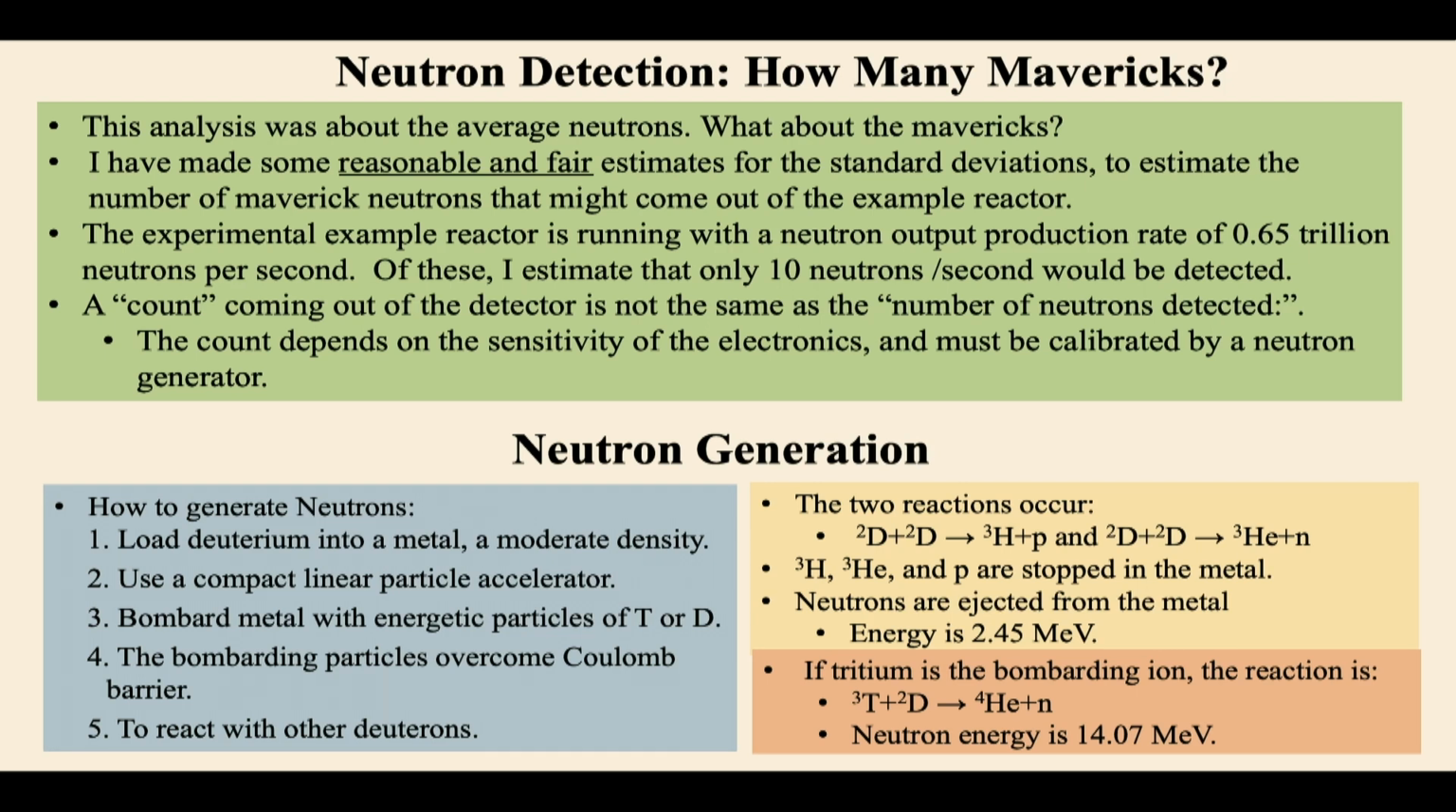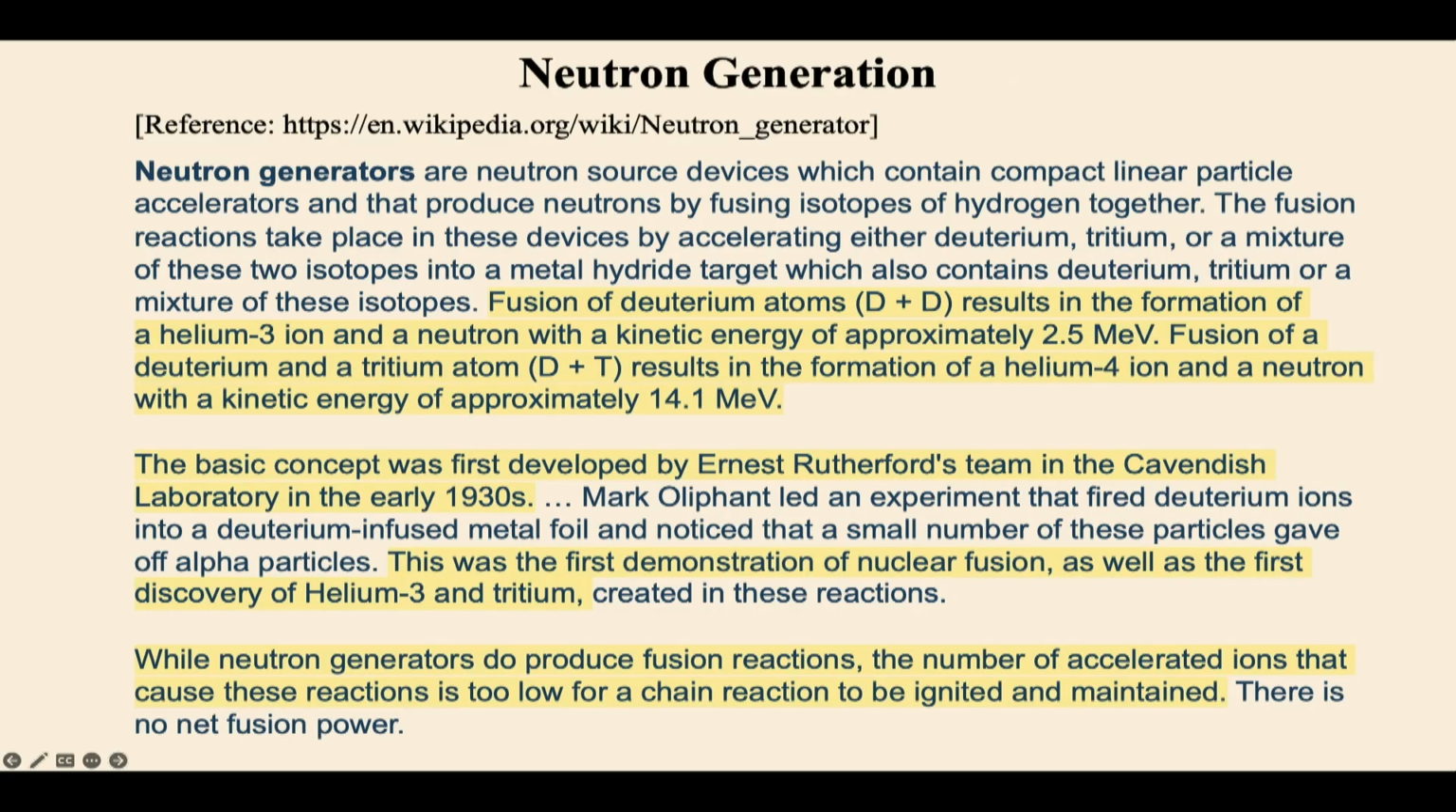Let's talk about neutron generation. How do you generate neutrons? Well, you take a metal that absorbs deuterium and you load it up to a moderate density. Then you use a linear particle accelerator and bombard that metal sample with either tritium or deuterium, and that overcomes the Coulomb barrier to react with the deuterons. The two reactions that occur are the same ones that I showed you previously. The charged particles are stopped in the metal, but the neutrons are ejected from the metal with 2.45 MeV. If you're using tritium, then you get this amount, 14.07 MeV.